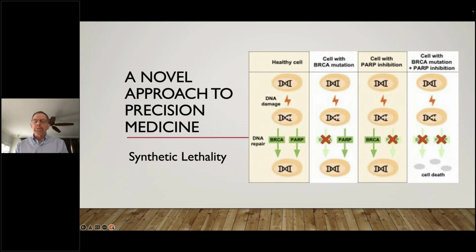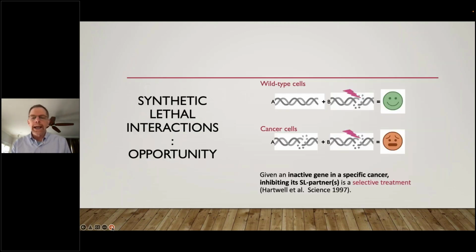And if you use a PARP inhibitor in a normal cell, BRCA helps DNA repair. If you use a PARP inhibitor in a cell with BRCA mutation, like a breast cancer, it leads to cell death. That's the concept of synthetic lethality. Again, in wild type cells, you have two genes that cover for each other, and you target one of the genes, the cell's perfectly happy. In a cancer cell where there's a deficiency, mutation, or deletion, you target its synthetic lethal partner and it cannot live.